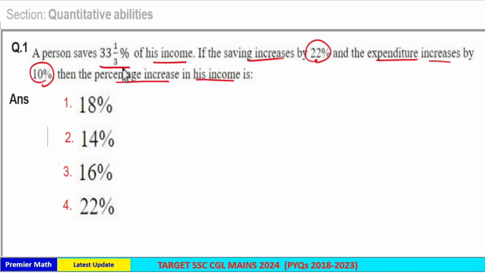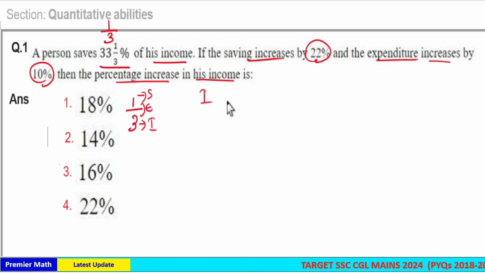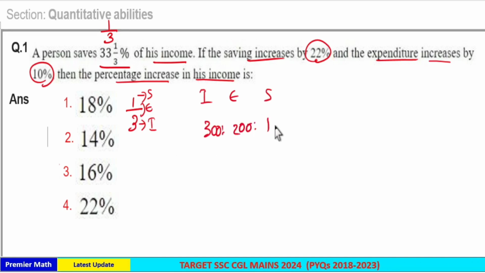Here 33 and 1 by 3% means 100 by 3%, which is 1 by 3. So a person saves 1/3 of his income, means 3 parts is the income and 1 part is the savings. Income minus savings is expenditure, which is 2 parts. So take the income, expenditure and savings ratio as 3:2:1. Instead of 3:2:1, take it as 300, 200 and 100.